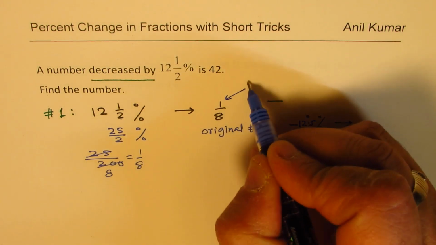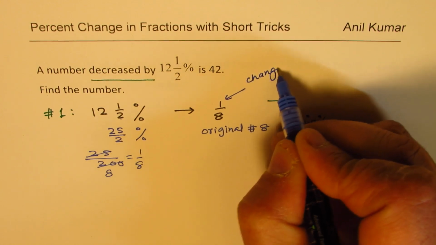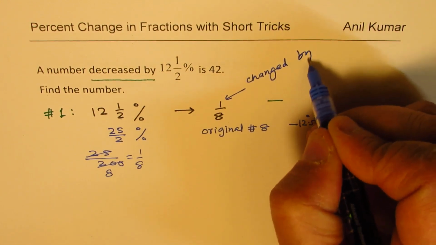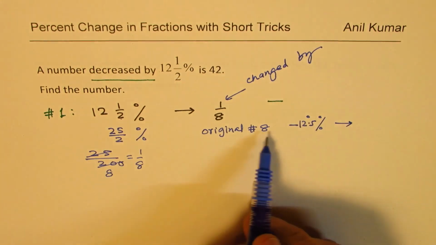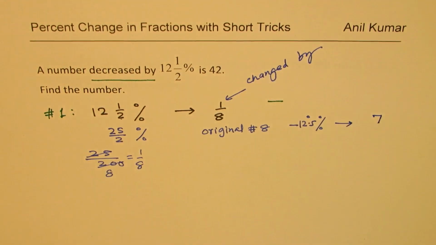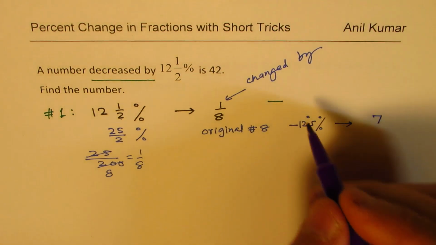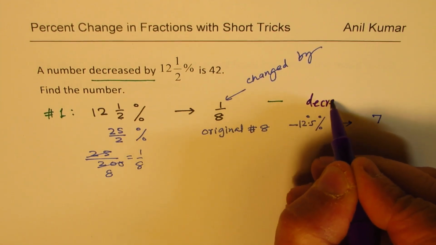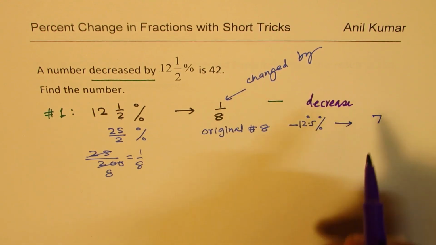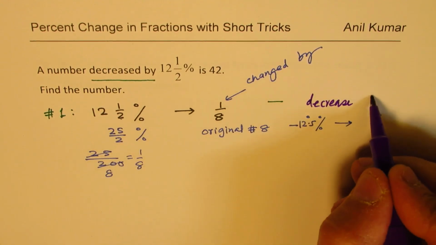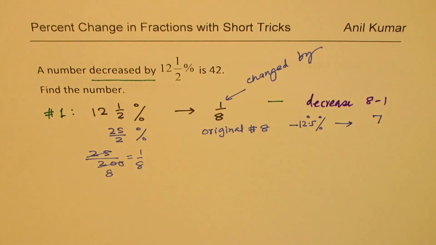So this actually gives you change by 1. If it is changed by 1, 8 becomes 7. You get the idea, right? 8 becomes 7. Decrease, right? That minus is for decrease, since we are saying decrease. 8 becomes 7. 8 minus 1.